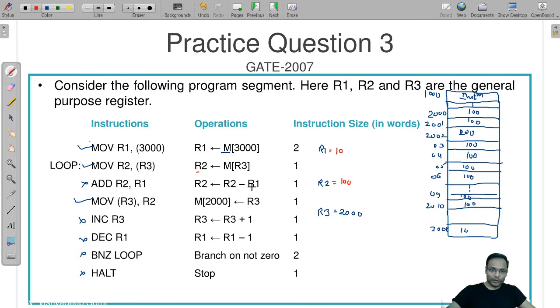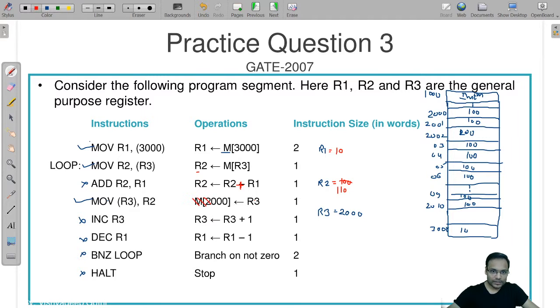Next, R2 is equal to R2 minus R1. Okay, sorry, there is a mistake here. It should be R2 plus R1, not R2 minus R1. It should be a plus here. R2 plus R1 means 100 plus 10, 110. So R2 becomes 110.